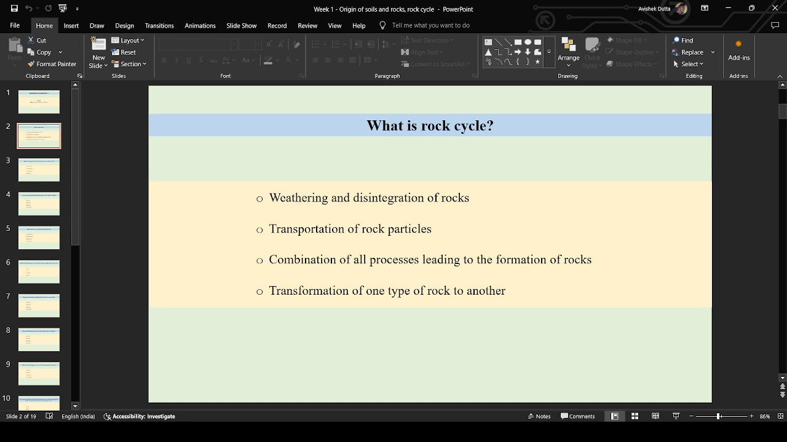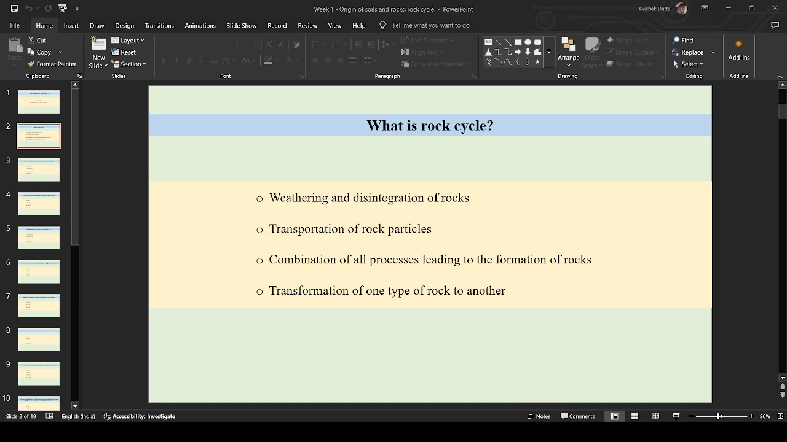I'll repeat the question. What is the rock cycle? The options are: weathering and disintegration of rocks; option 2, transportation.